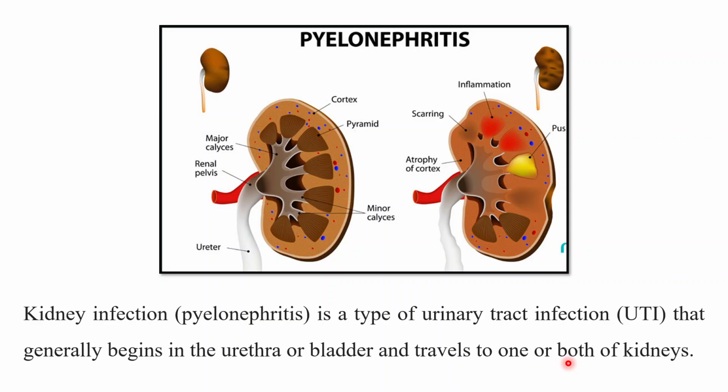So this Proteus species basically starts the infection from the urethra or the urinary bladder, and then it travels all the way up to the kidney and spreads the infection there. Once it reaches the kidney, it gets inflamed, and you can see the inflammation majorly occurs in the medulla region of the kidney. This is clear, I hope.